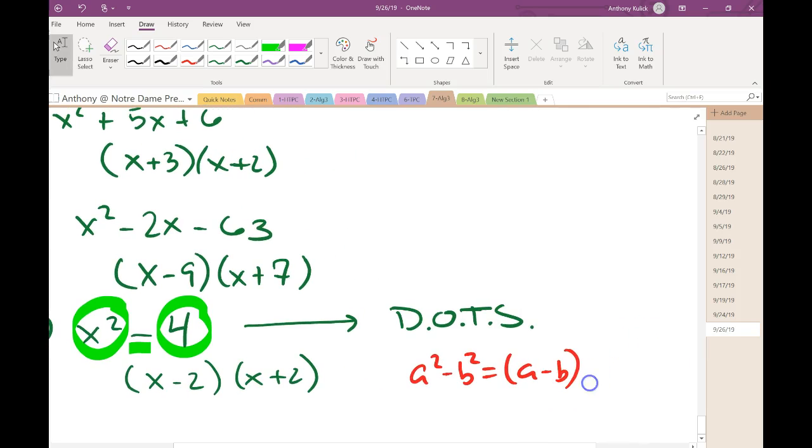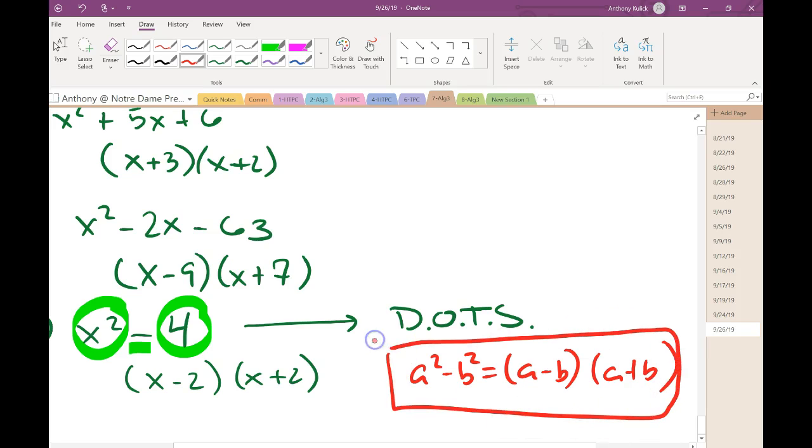And the nice part about the difference of two squares is that there is a nice, easy factoring pattern that we can apply. Is everybody okay with that idea?